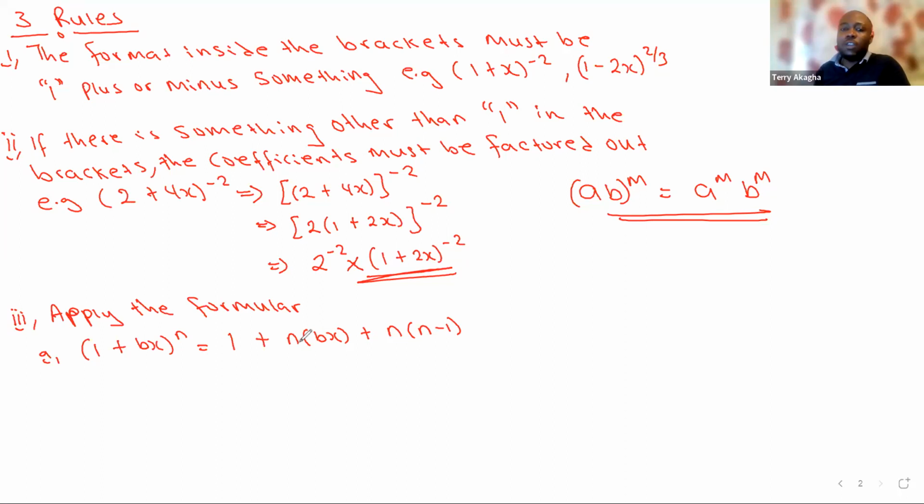So when you get this, you keep on subtracting 1 and keep on adding it to the factorial. So it'll be n minus 1 bx all raised to the power what? 2 divided by what? 2 factorial. Does that make sense? Plus, you keep on doing the same thing. It's going to be n minus 1, n minus 2, bx raised to the power what? 3 divided by what? 3 factorial. And you keep on going all the way till infinity.